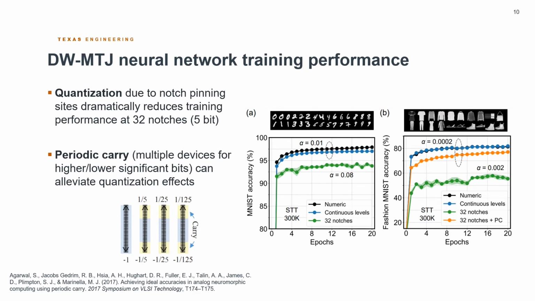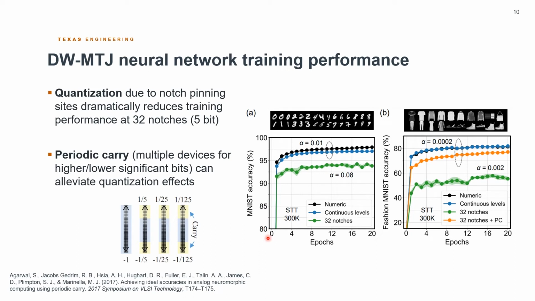So here are some neural network training results performed on the STT 300K synapse. And if we treat the number of levels as continuous, then we get something very close to the numeric value due to linearity, symmetry, and very low write noise. However, this is not physical since each notch gives a pinning site to the device, thus constraining the number of allowed levels in a device. So if we constrain that to 32 allowed levels, or quantize it to 32 levels, then we get a very big performance decrease.